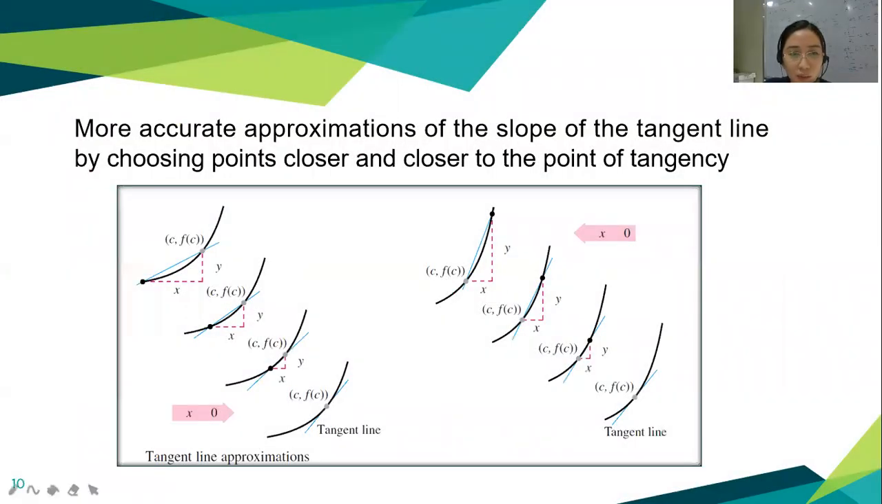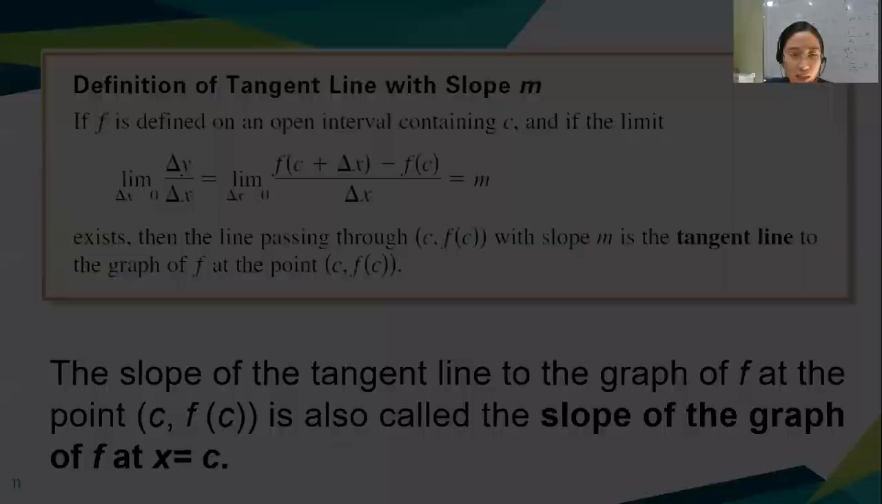Okay, so we get more accurate approximations of the slope of the tangent line by choosing points closer and closer to the point of tangency. As you can see in the example earlier, a second line with two points, until it became just one point, which is a tangent line, no? Same here, until it reaches the point where the tangent line is at point c and f of c.